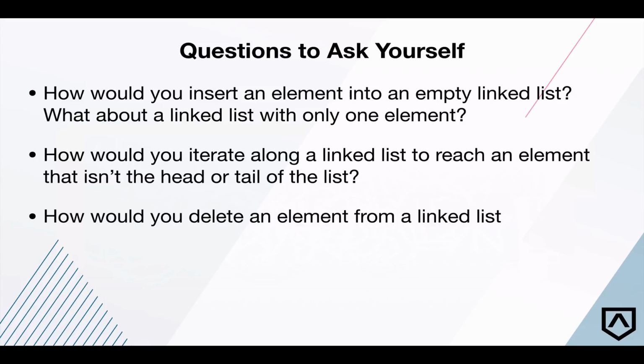Additionally, how would we actually iterate along a linked list? Again, we talked about this a little bit earlier, but how would we actually iterate along a linked list in order to reach an element that is not the head or tail of the list? Because again, with our initial linked list class, the example code we gave a few slides ago, we saw that the linked list class only has direct access to the head and the tail of the list. So again, you want to ask yourself, how do we actually go and reach any of the other nodes in the list? Lastly, how would you delete or remove an element from a linked list?